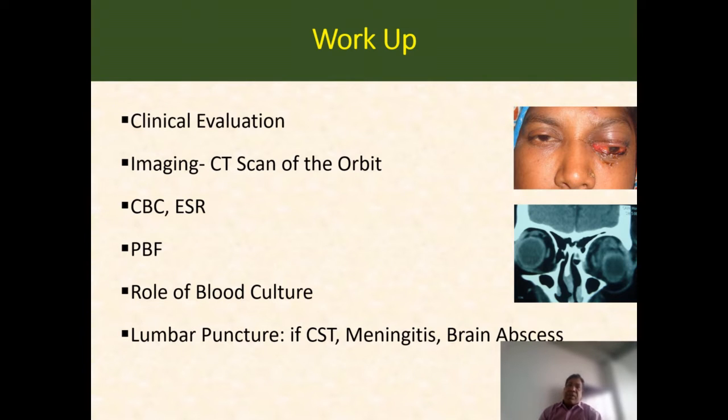Workup for orbital infective disorder, especially bacterial infection. All cases with suspected orbital infectious disorders require a clinical history and thorough physical examination. Imaging studies are imperative, and a CT scan of the orbit is the method of choice to evaluate the paranasal sinuses for sinusitis and to differentiate orbital cellulitis from subperiosteal and orbital abscess. Lumbar puncture should be performed if clinical pictures suggest cavernous sinus thrombosis, meningitis, and brain abscess.